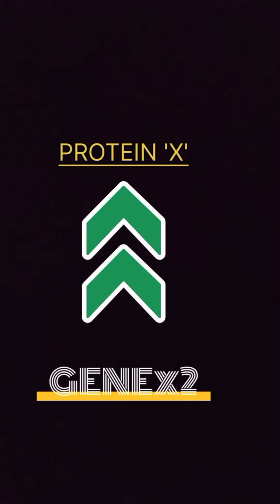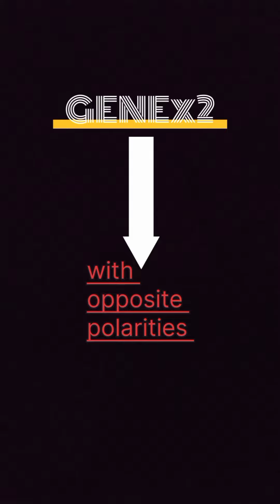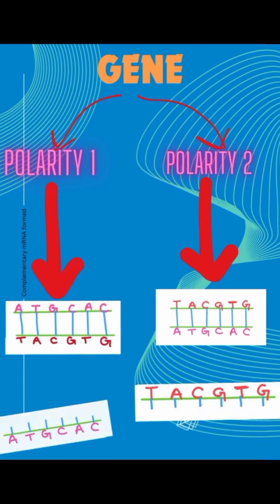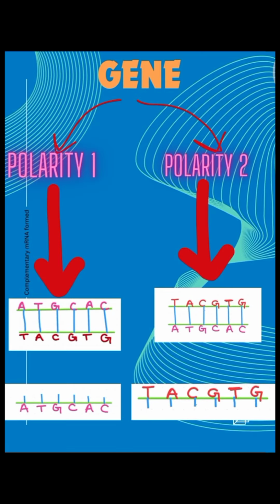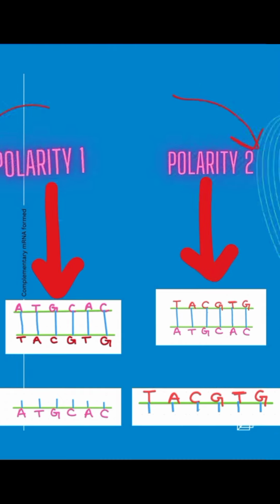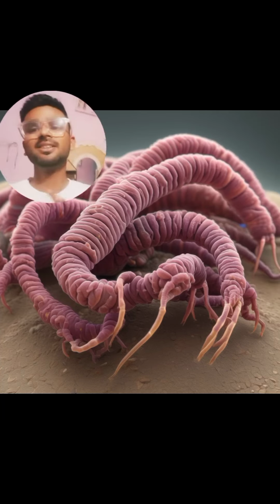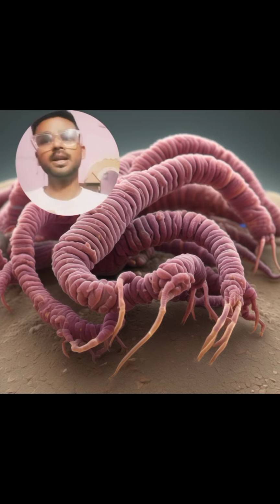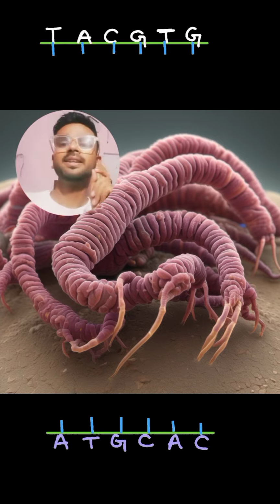So we will take two genes of such types but with opposite polarities. And why with opposite polarities? Because with opposite polarities we will get two mRNAs which will be complementary to each other. Now, after the transformation process into the same tobacco plant, we will be getting the complementary mRNAs.